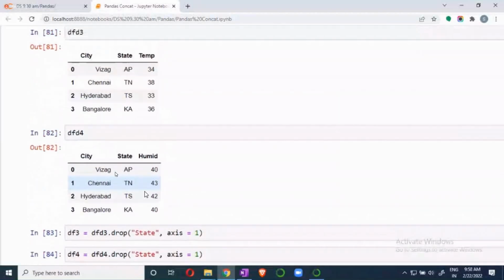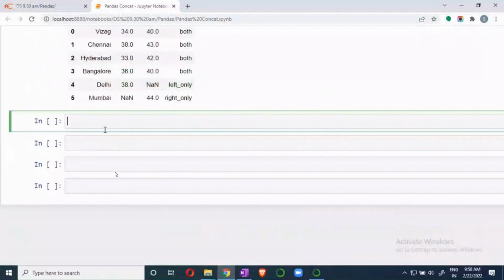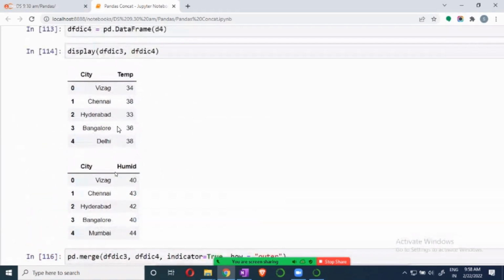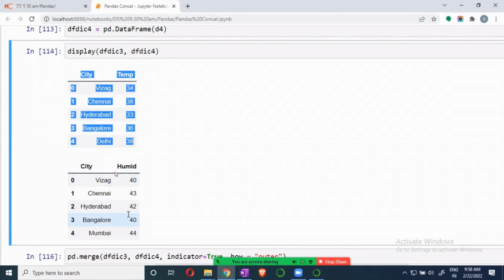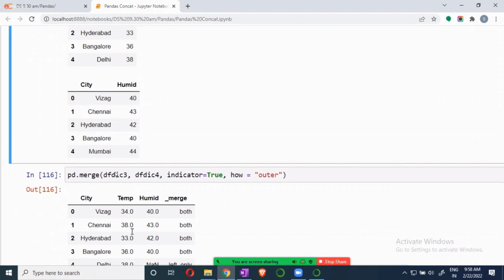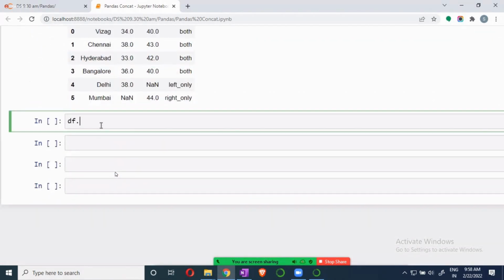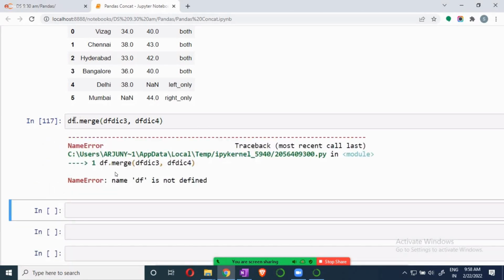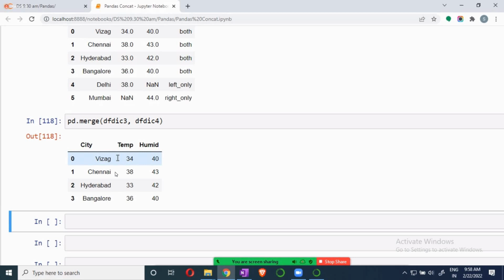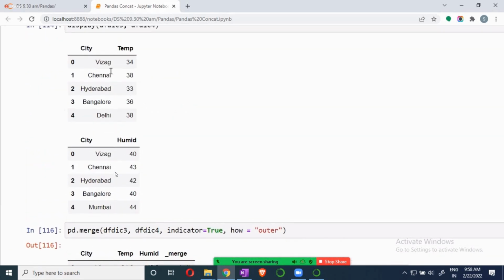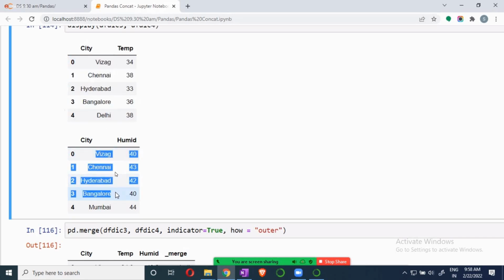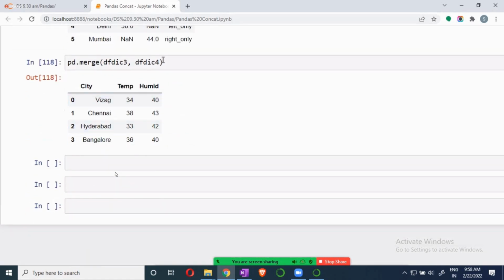No. In this, the how will be different. Now, if I'm having a data frame over here, guys, these two data frames, this is one data frame and this is the other data frame. By default, when I'm merging it, df.merge, and I'm saying df_dic3 and df_dic4, what it will do is, see, city. Whichever the common cities are there, only those values we are going to get. This is like how equals inner.